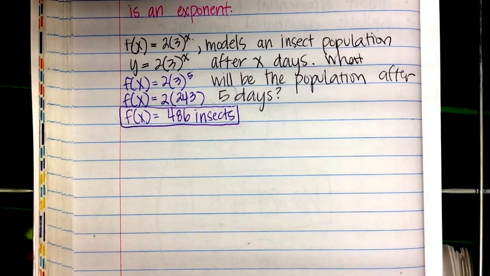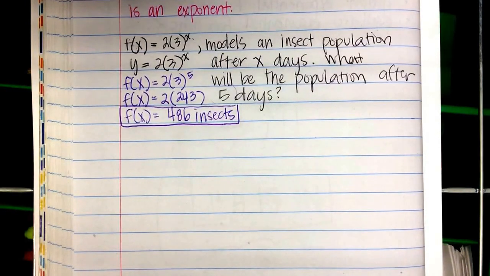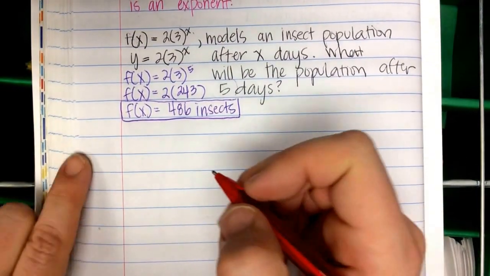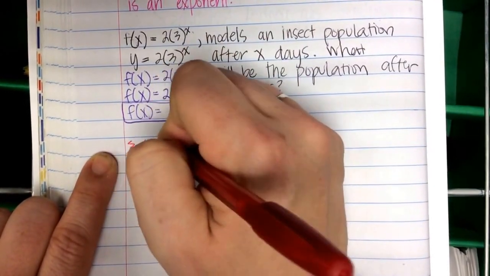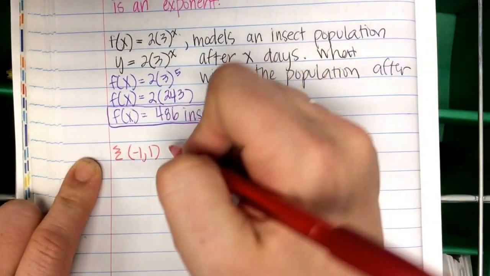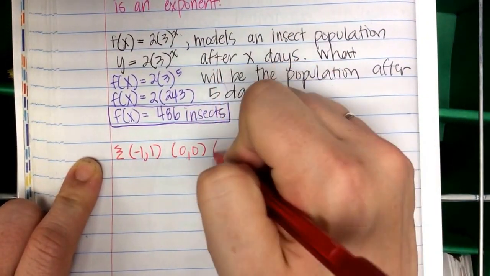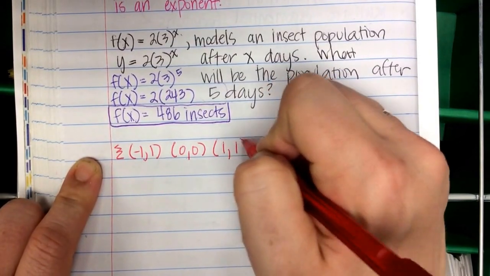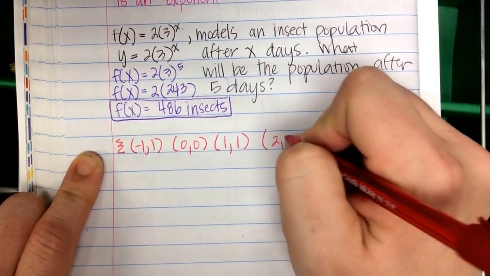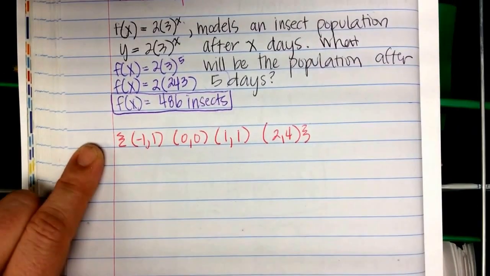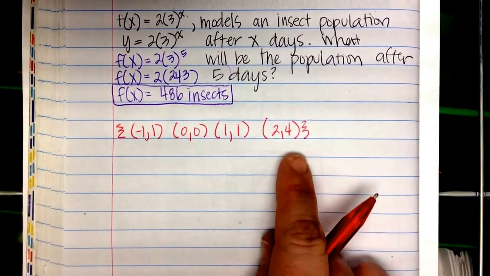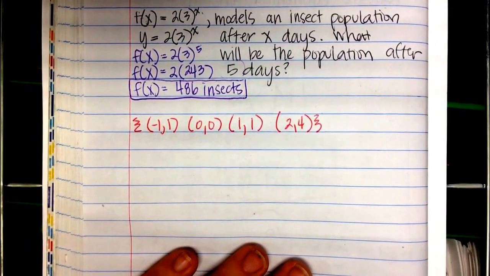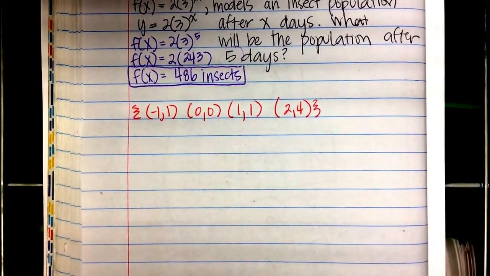All right, so what if they give me a table and they say, is this exponential? If they give me a table or a set of ordered pairs and they say, is this an exponential function? Here's a relation. I want to know, is this relation, set of ordered pairs, an exponential? Does it represent an exponential function?